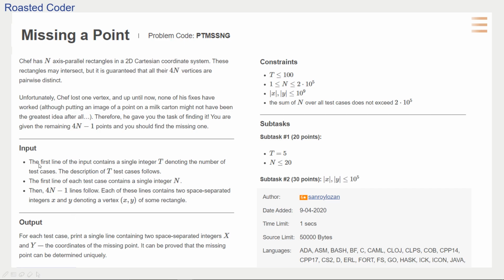So let's see the input format. The first line of the input will contain T, denoting the number of test cases, and in each test case there will be N, the number of rectangles, and then 4N minus 1 lines follow giving the vertices of the rectangles. We have to find the missing vertex and print it out as x and y.